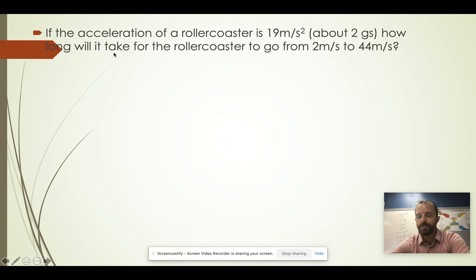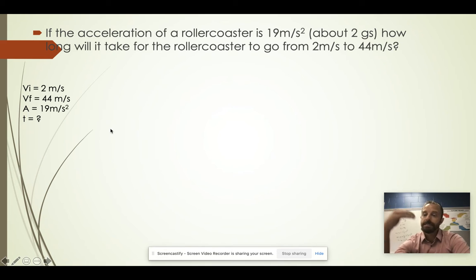So there's more information. That is time, right? I'm looking for time. Will it take for the roller coaster to go from 2 meters per second to 44 meters per second? So that's two different velocities. 2 meters per second would be an initial, 44 would be a final. So I'm going to go through this whole thing and make my list. 2 meters per second is my initial, 44 is my final. My acceleration is 19 meters per second squared. We're looking for time. Oh, that should be a lowercase a. It's not that big of a deal, but it auto-corrected it to an uppercase A.